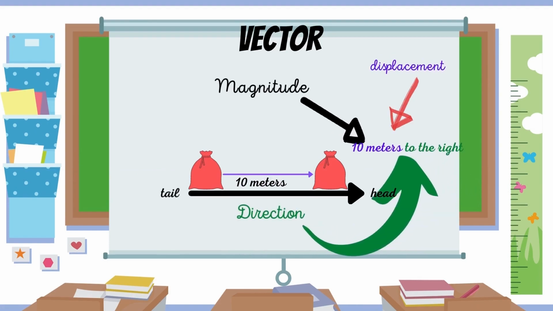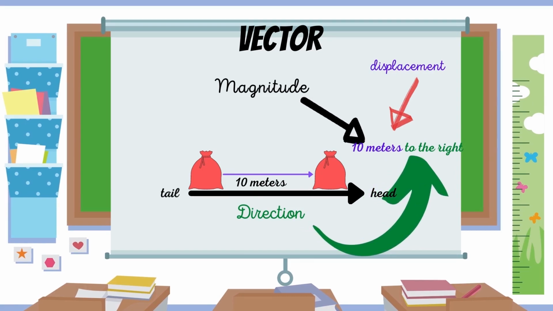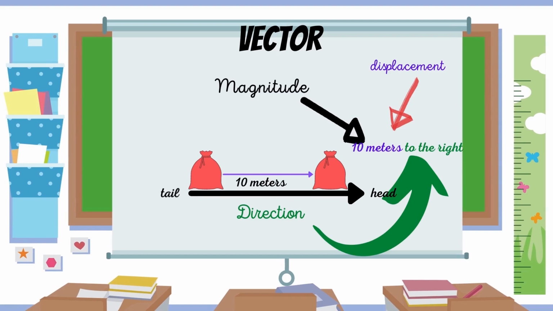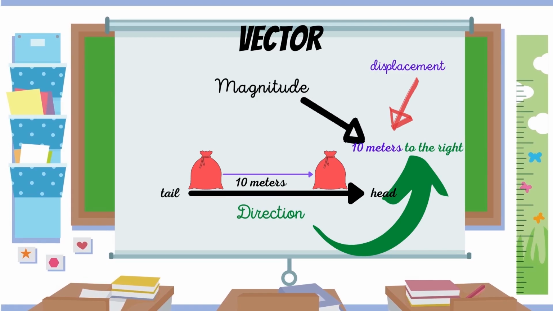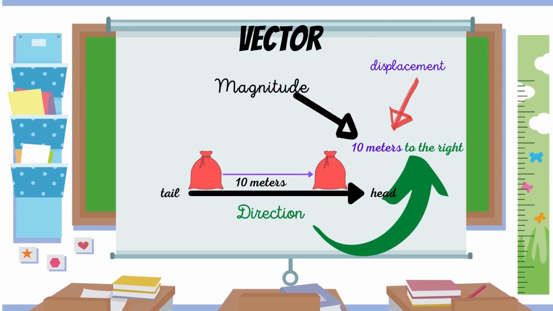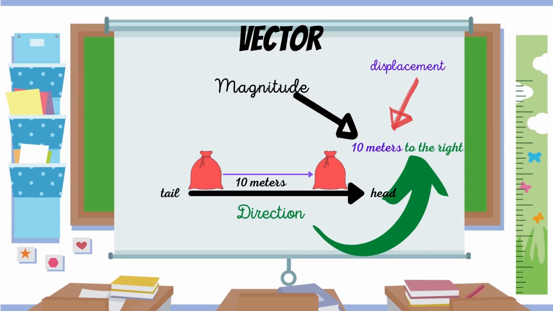The vectors that indicate force and velocity are two examples of vectors. Both the force and velocity have a direction, and the magnitude of the vector would represent the force strength or the velocity's corresponding speed. In this illustration, notice that the sack of rice is being moved 10 meters to the right. 10 meters is called the magnitude, to the right is the direction, and together they are called displacement in vector.